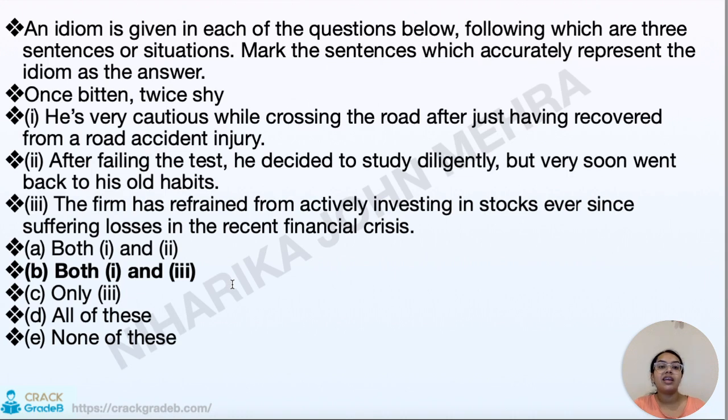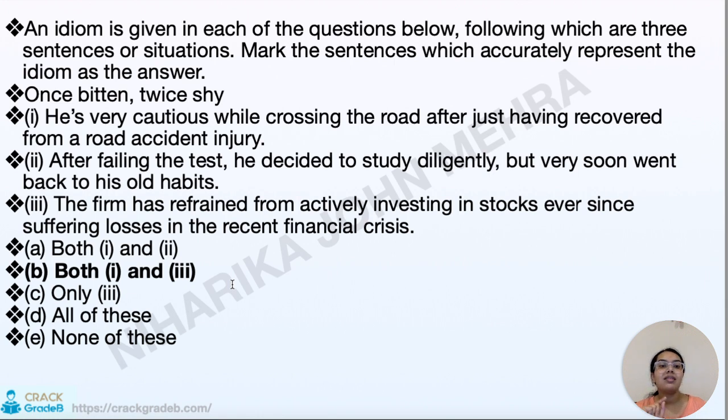Once bitten, twice shy. He is very cautious while crossing the road after just having recovered from a road accident injury. हम हिंदी में बोलते हैं दूध का जला छाछ भी फूक फूक कर पीता है. So here, once you have experienced something, you are going to be extra cautious about it being repeated. This is what is happening in the first one. The third one says the firm has refrained from actively investing in stocks ever since suffering a loss. Once you have had a bad experience, you will be cautious and careful from next time. You will think twice the next time, and that's the meaning of once bitten, twice shy.